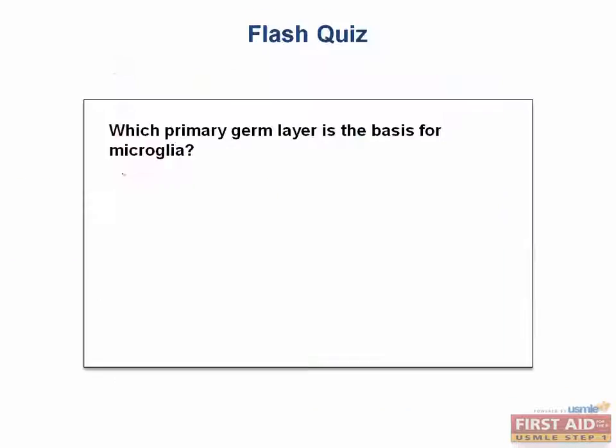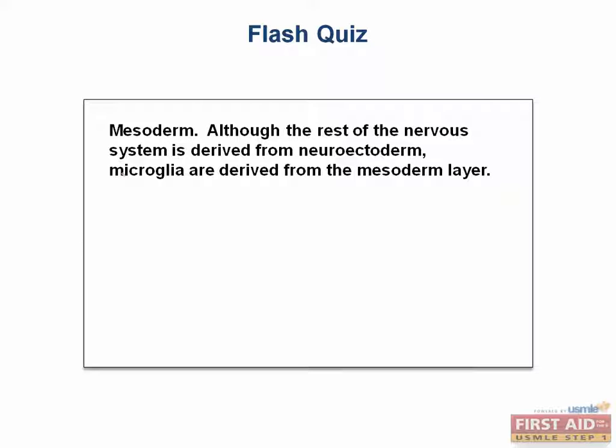Alright, time for a flash quiz. Which primary germ layer is the basis for microglia? The answer here is the mesoderm. Now the rest of the nervous system is derived from the neuroectoderm, but you really need to remember that microglia come from the mesoderm layer. They both start with M, so you can use that as a sort of mnemonic.